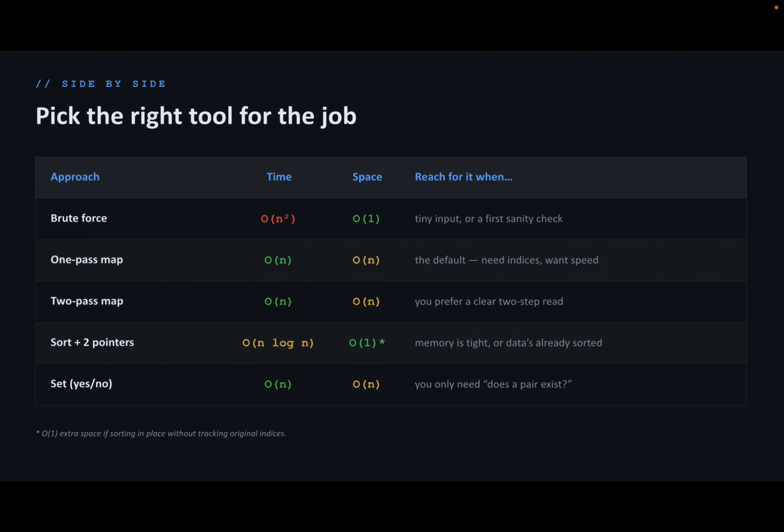Then we can do a comparison, all of them side by side. Brute force for tiny inputs. One pass map most of the time. Two pointers when space is the thing you care about. Set when you just need yes or no. There's no single best; it generally depends on what you're working with. And honestly, that's exactly what interviews are watching for: can you pick the right one, and can you explain why?